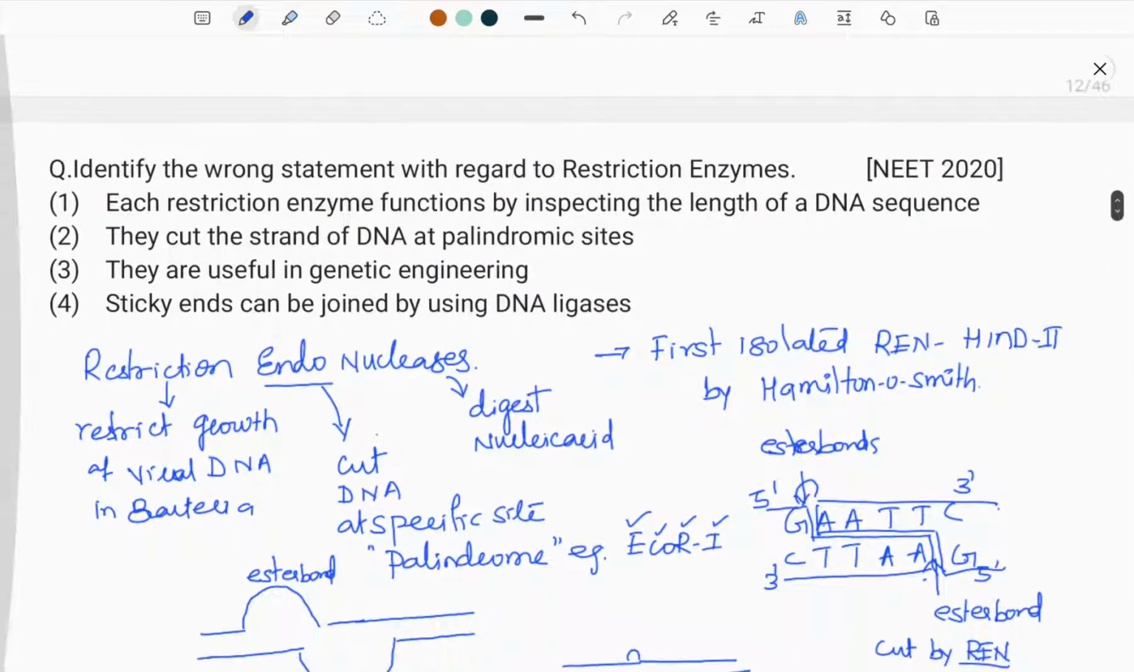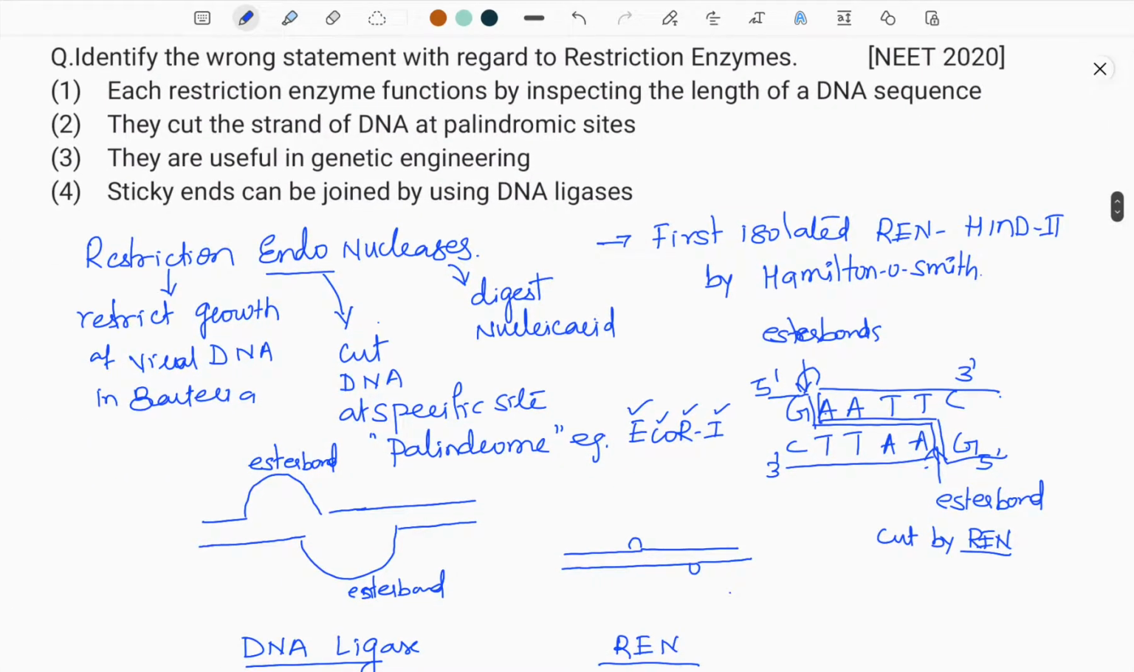Now let us see the question. Identify the wrong statement with regard to restriction enzymes. Each restriction enzyme functions by inspecting the length of the DNA sequence. Yes, because when you provide the DNA to restriction endonuclease, first it will scan and inspect the whole length of DNA to check whether any palindromes are there. Second statement, they cut the strand of DNA at palindromic sites.